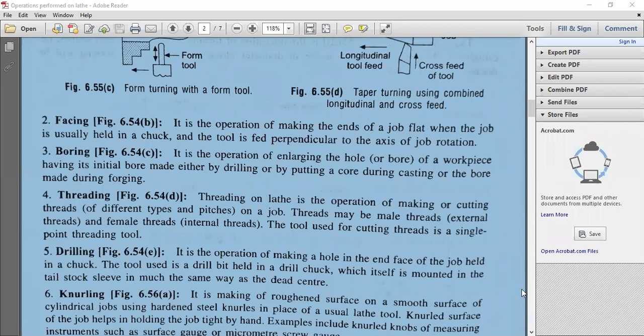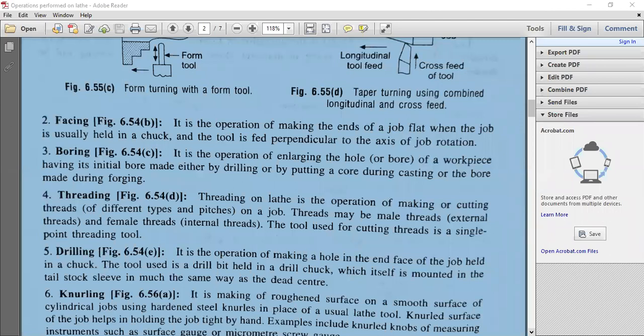And already I told you, at the tailstock side you have to use the drill bit in the drill chuck, and you have to use a chuck key. After inserting the drill bit in the drill chuck, you have to tighten it with the help of the drill chuck key. Drill chuck key, it is known as.